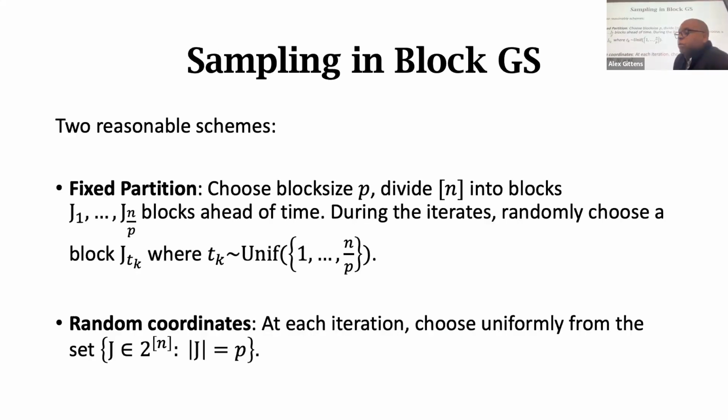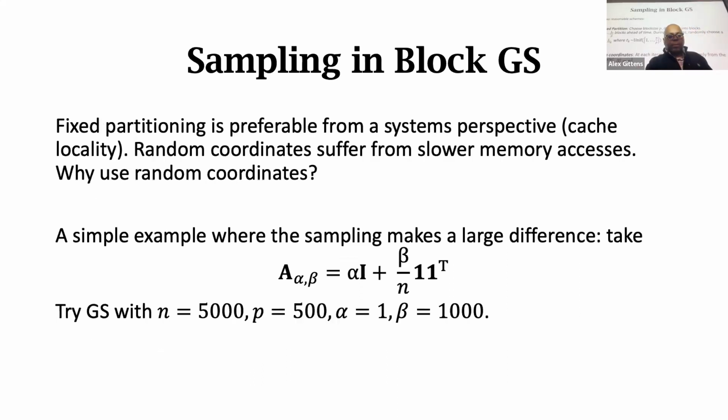Okay, so there are two reasonable schemes for sampling. One is you fix the partition ahead of time. You partition all of your n features into blocks of size p, keep those fixed, and every iteration you randomly choose which of those blocks you'll use. The other is that at each iteration, you randomly select a subset of size p.